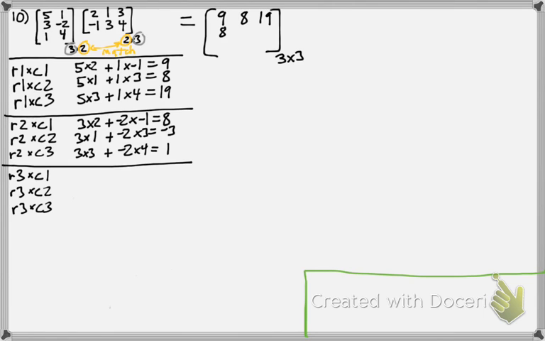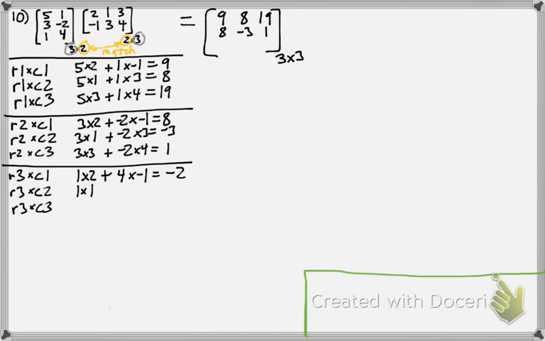So I have 8, -3, 1. And then lastly, row 3 I need to distribute. So this is going to be 1 times 2 plus 4 times -1 to get -2.